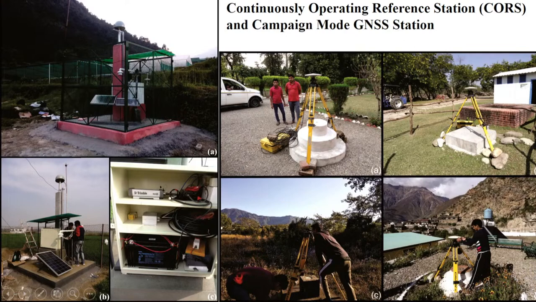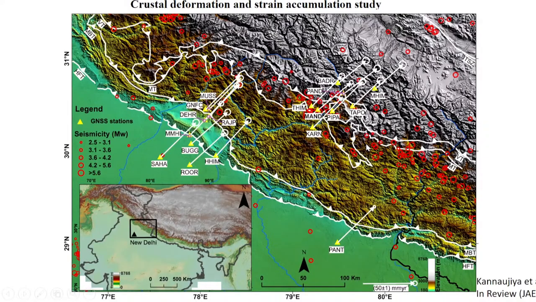Then these are the campaign stations. You can see the benchmarks. This is your flag monument benchmark. This is a benchmark made by the Survey of India. So you can see all these benchmarks. This is Malari, this is Mohand, this is Roorkee, this is Rajpur. These are some of the locations where we are continuously measuring the data for this geodynamics activity.